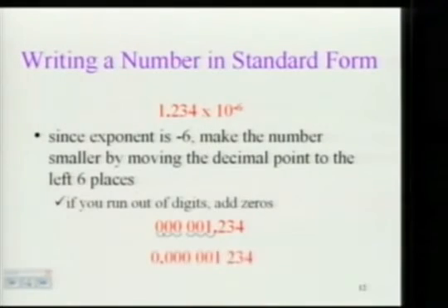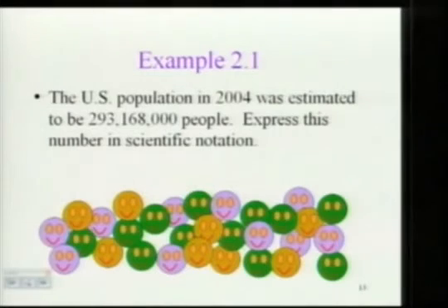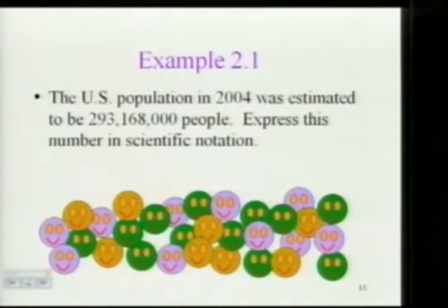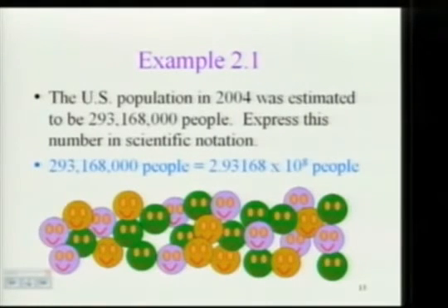Okay, good. So here's a sample problem. If you take the U.S. population in 2004, there it is, express it in scientific notation, stick the decimal between the 2 and the 9, see how many places you had to move it from starting from here, 10 to the 8th.